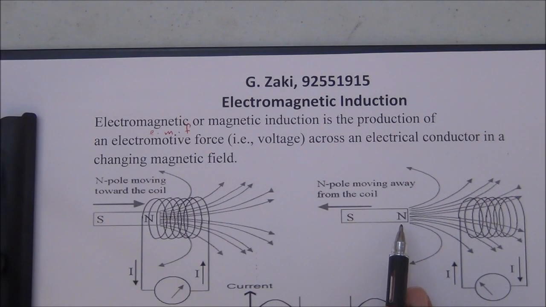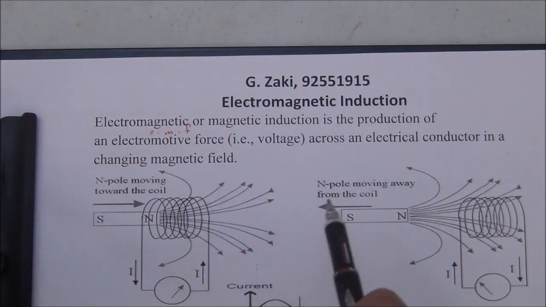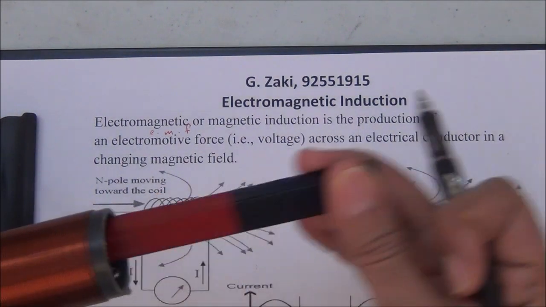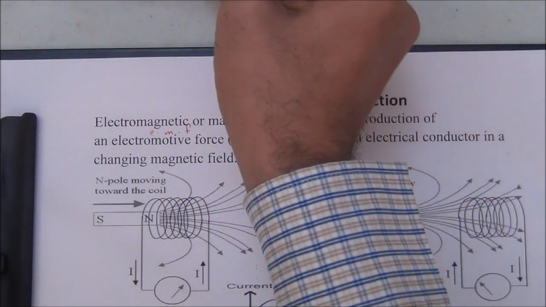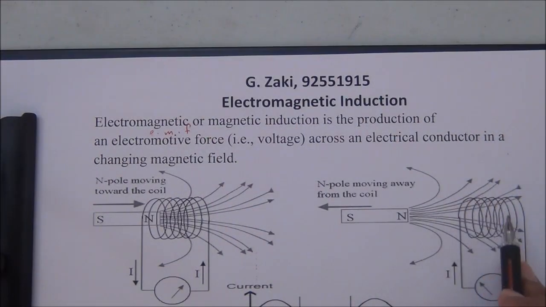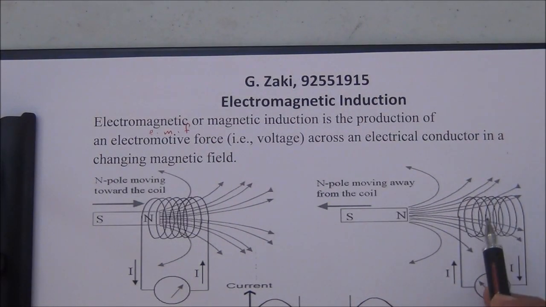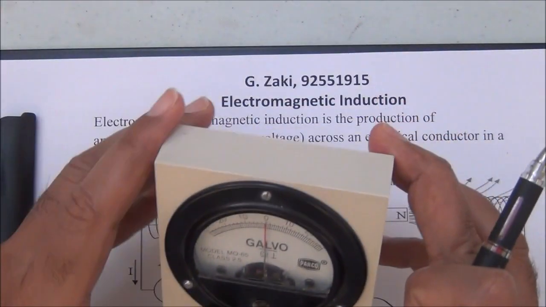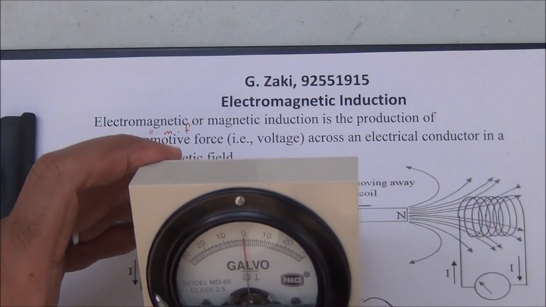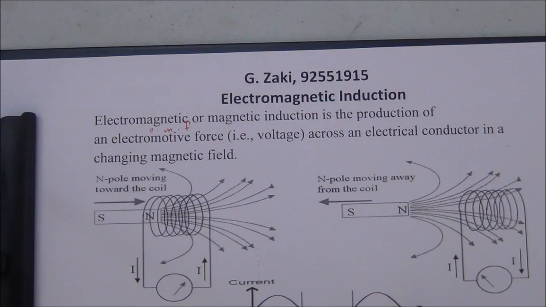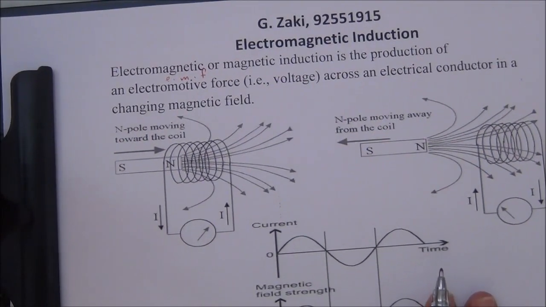When the north pole of the magnet moves away from the coil, what will happen? The magnetic flux changes and the induced EMF produces a current in the opposite direction. So the galvanometer needle will be deflected to the left. What will happen to the current in the first case?